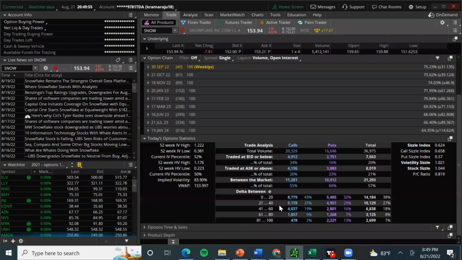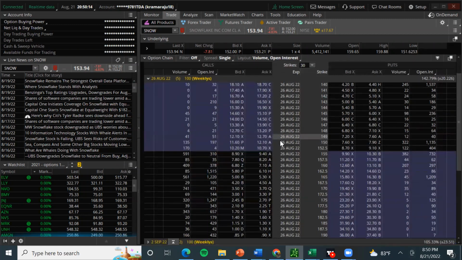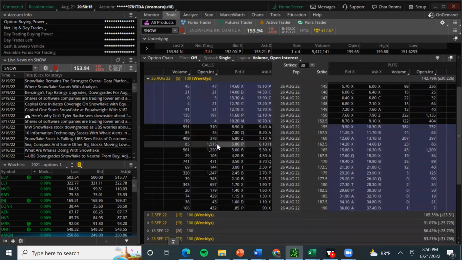You have a lot below 40. That means out of the money calls are more than approximately 70%, 75%. That means a lot of investors, hedge funds are predicting that this stock will move higher. And if you see the option volume and open interest, people are predicting it can go to 162.5, 165, even 175. There is a huge open interest.